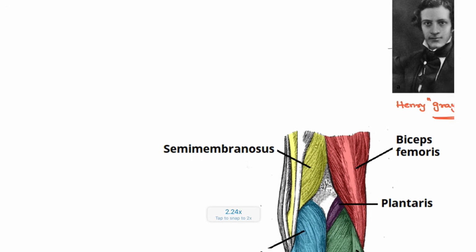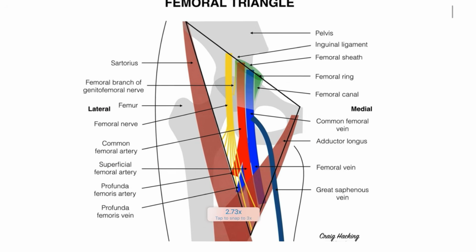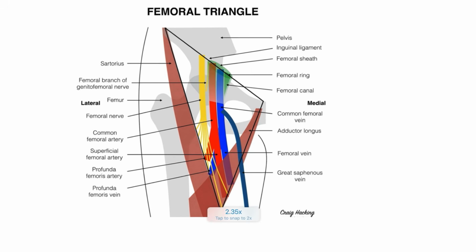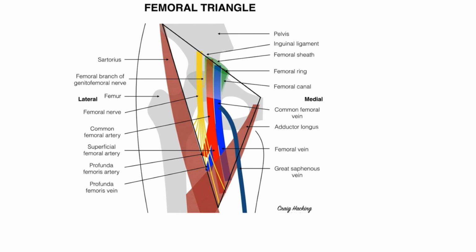So let's start the discussion guys. First, the most important, all the triangles and all the contents that we are going to learn today. Whenever you see any triangle or any borders, you have to see which border is which side. So here you can see this is the lateral border, and here this is the medial border. So this is lateral and medial, and this is the superior and this is the inferior.